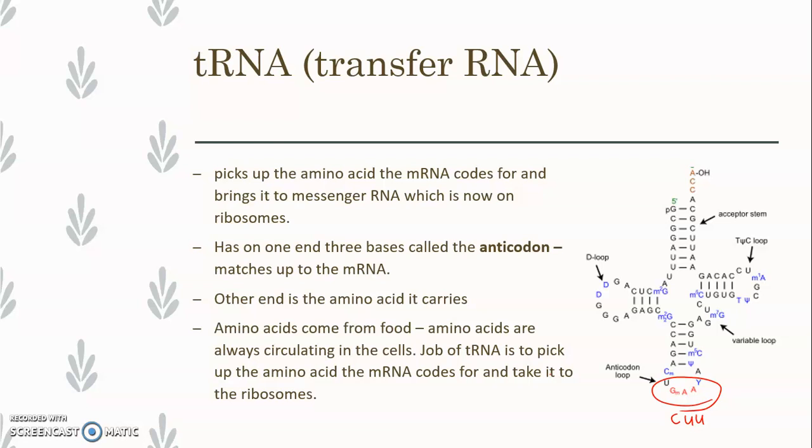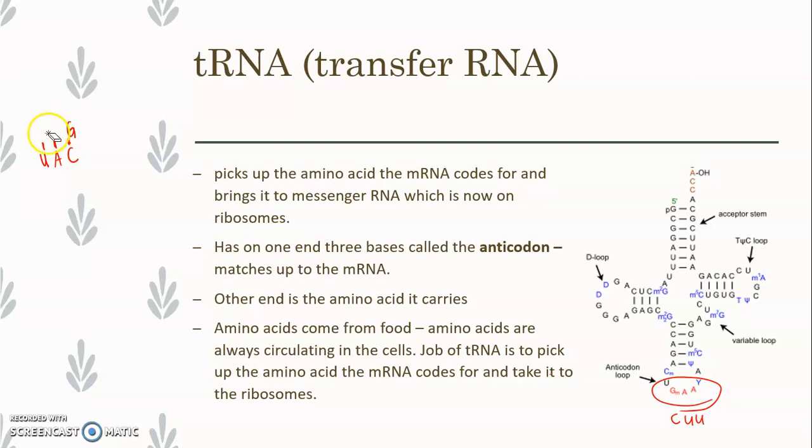So for the start codon that you should be familiar with from the Amoeba Sisters that you'll have to watch, if the start codon is AUG, which we know codes for methionine, it always does, then the anticodon would be UAC, because that's what's going to complementary pair up with the mRNA codon.